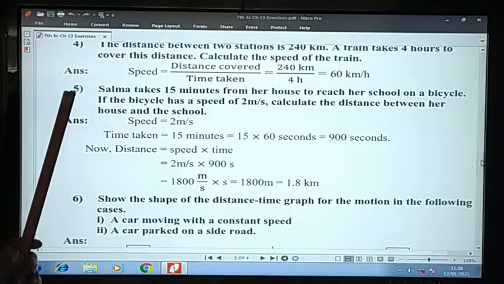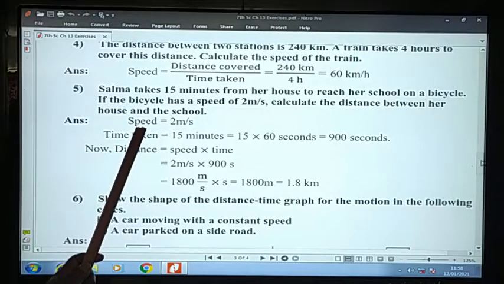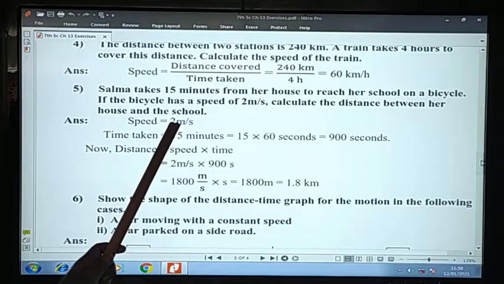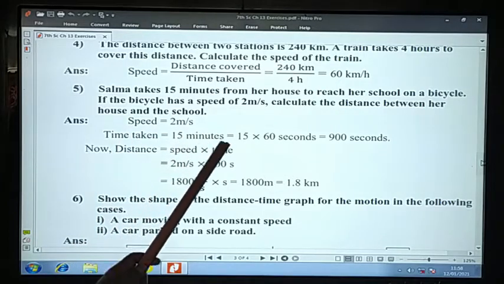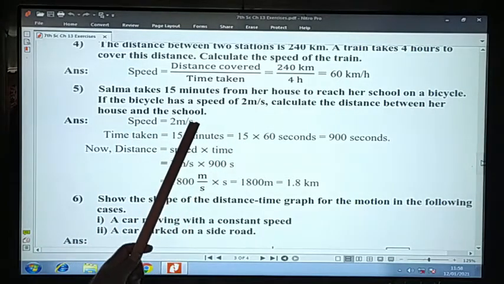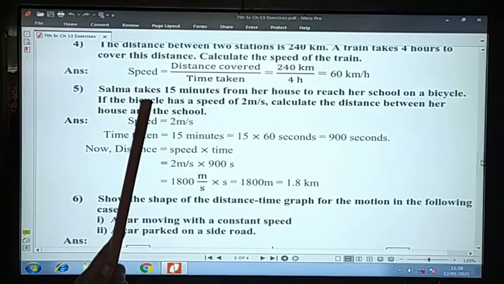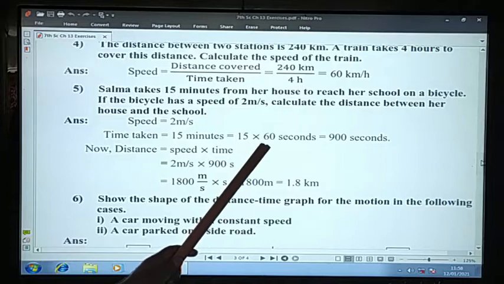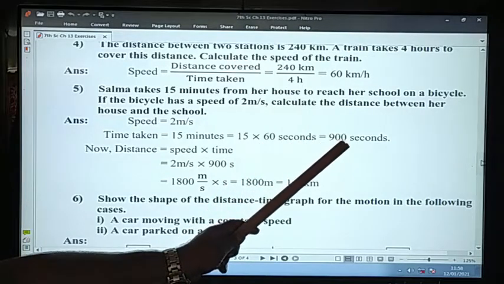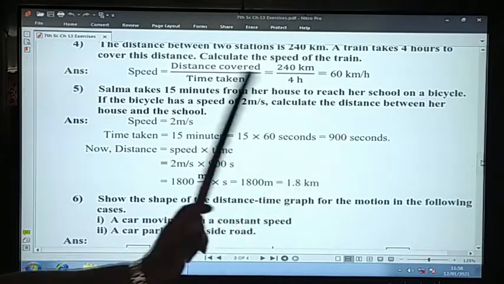So first of all, we have to write the speed. Speed is 2 meters per second. What is the time taken? That is 15 minutes. But we have to convert it into seconds. So 1 minute is equal to how many seconds? 60 seconds. So 15 into 60 seconds comes to 900 seconds.